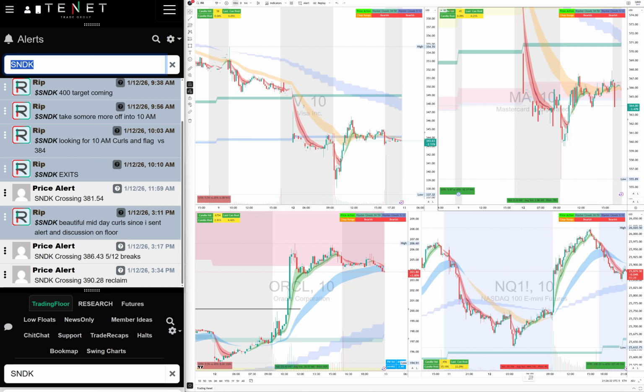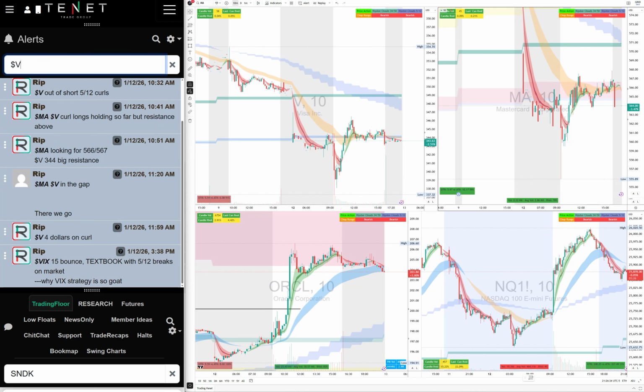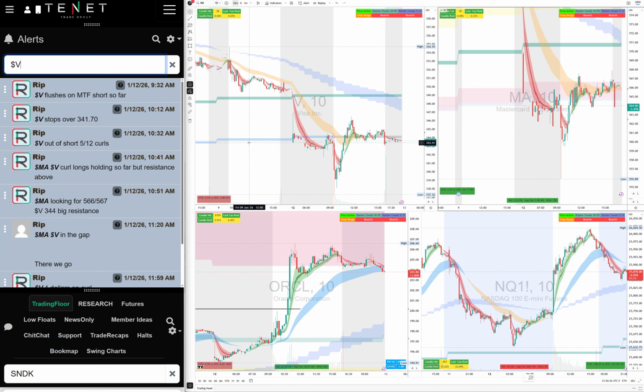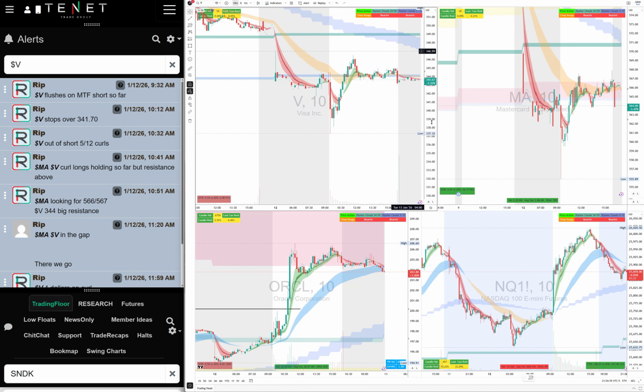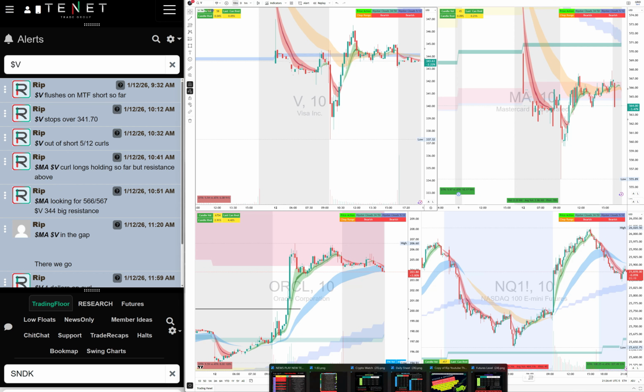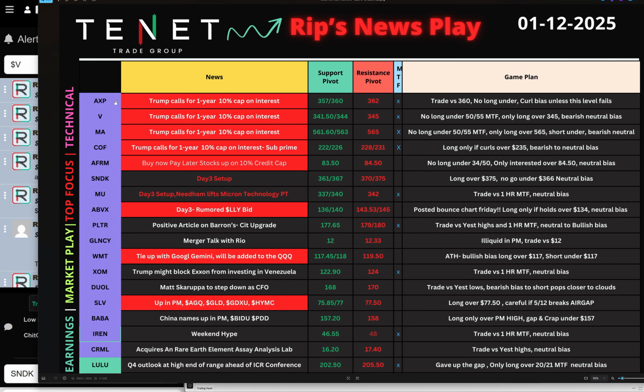Let's quickly look at Visa and MasterCard, what we were doing on Visa. So Visa was initially a short in the first 20 minutes. You can see that. Let's take a pre-market plan. What was the plan? So highlighted plays American Express, Visa, MasterCard, term calls for 1%, 10% cap on the interest. So the Visa plan was no long under 50-55 MTF, only long over 345, bearish to neutral bias. American Express, MasterCard, no long under 50-55. Same game plan given the traders in the pre-market.